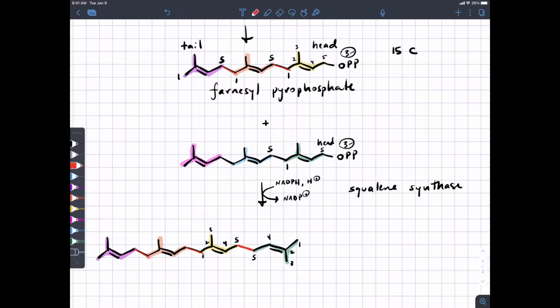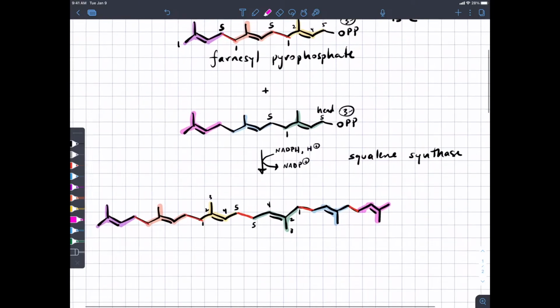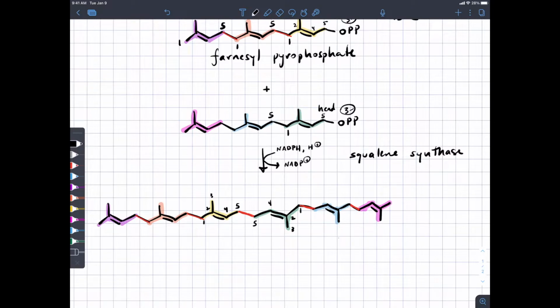And then we'll draw the next isoprene unit. 5, 4, 3, 2, 1. Okay. And gotta get the right colors. Okay, so that's a 30-carbon molecule called squalene.